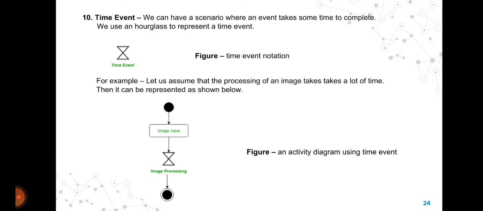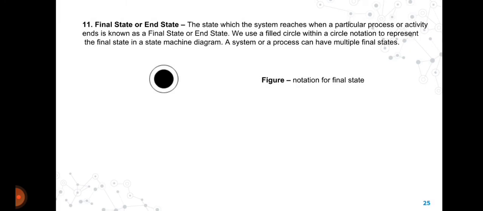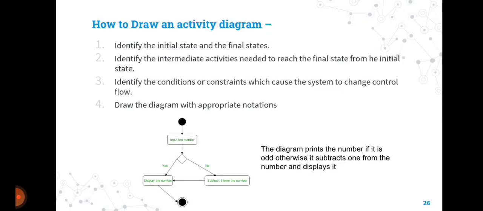First is the start state, and that goes to the input state, and next it is in a processing state, that is the time event. Then it goes to the final state. The last one is final state or end state. The state which the system reaches when a particular process or activity ends is known as final state or end state. We use a filled circle within a circle notation to represent the final state in a state machine diagram. A system or a process can have multiple final states. Here we can see the notation for final state.